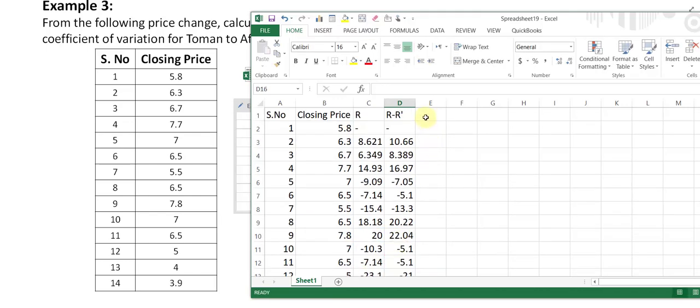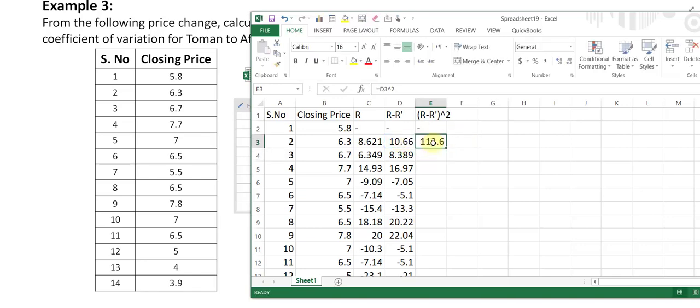So the next column is, take the bracket, R minus R bar, in power of 2. So we have to take it in the power of 2. This is very simple, easily we can do it. For the first one, again, it becomes indefinite, so for the second we can do it. So this is R minus R bar in the power of 2, the value, right?